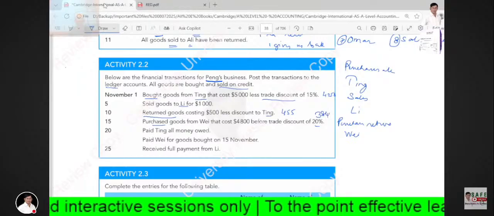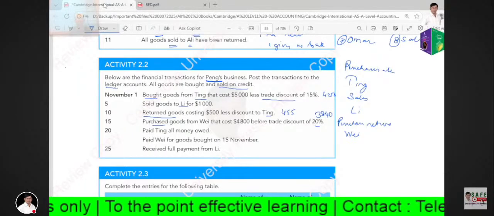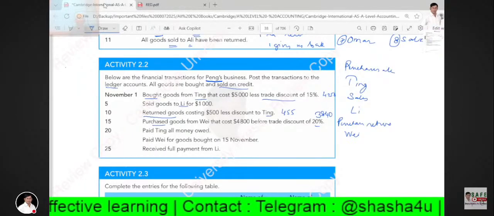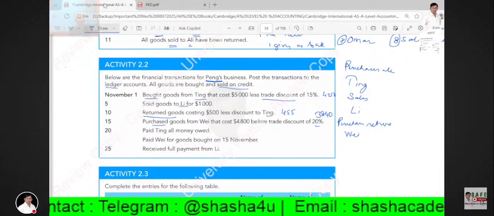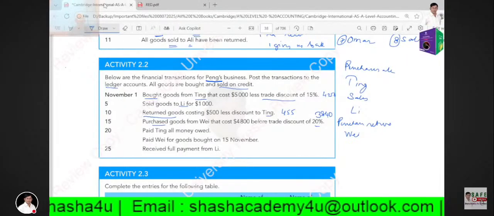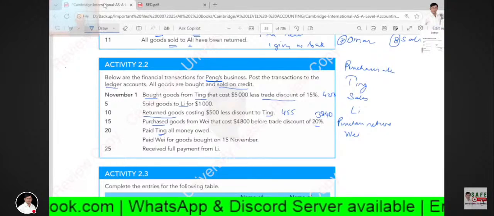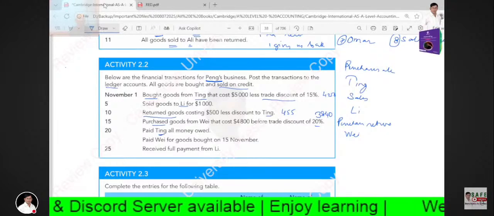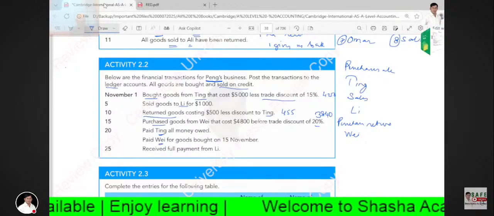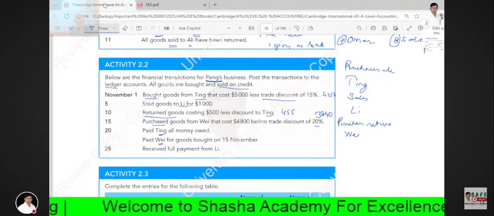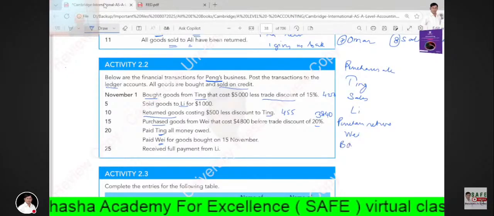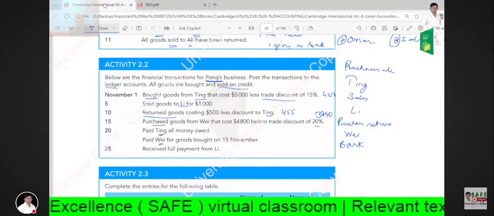So then, paying all money owed. Whatever money you owe, you have paid to Tinge. Paid Tinge for goods bought on 15th November. So you already paid Tinge also. Which account will be there? Bank account. We have to write bank account. We have to open bank account also.